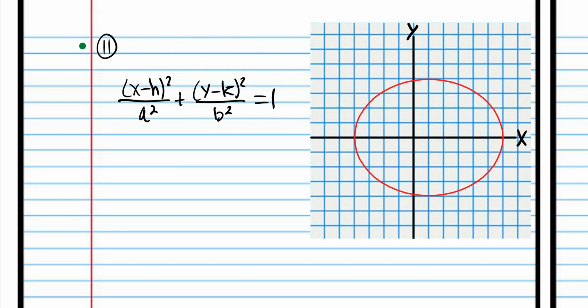Okay, we're back. So first I'm going to write the coordinates of the center. It looks like that's 1, 0. Now A is the distance from the center to the vertices. So that's 2, 3, 4, 5. So A is 5.